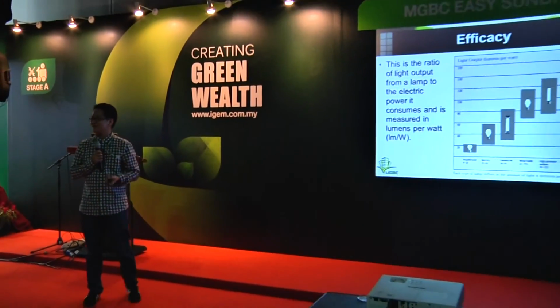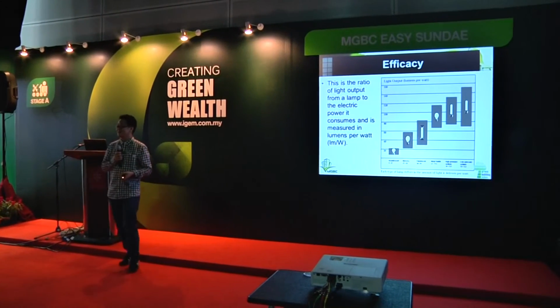Now, this is just a chart. You have seen different types of lamps. It's just a chart to show you different types of efficiency. Incandescent, you can see, is right at the bottom. Then right at the top is low pressure sodium. It is at the top, but unfortunately, it's the least used as well.